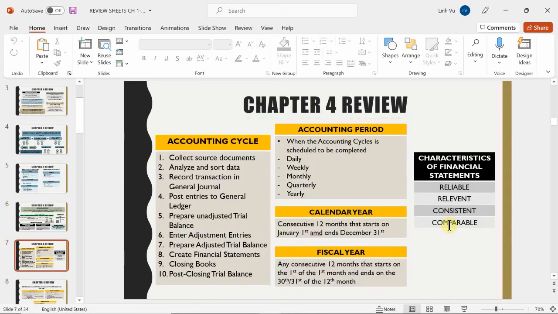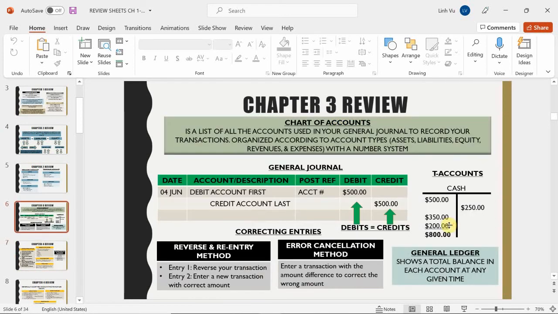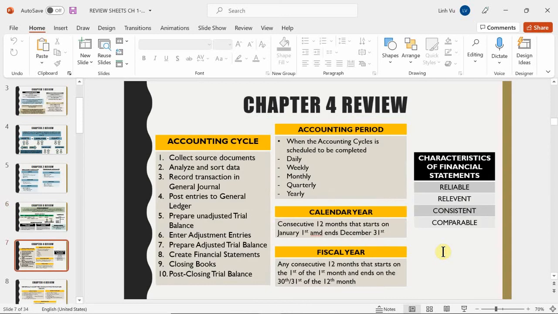For chapter 3, I don't think there's anything really for chapter 3 except for journalizing, which again, majority of the exam in this case is actually going to be more calculations. So, and there's going to be a few journalizing. Okay.